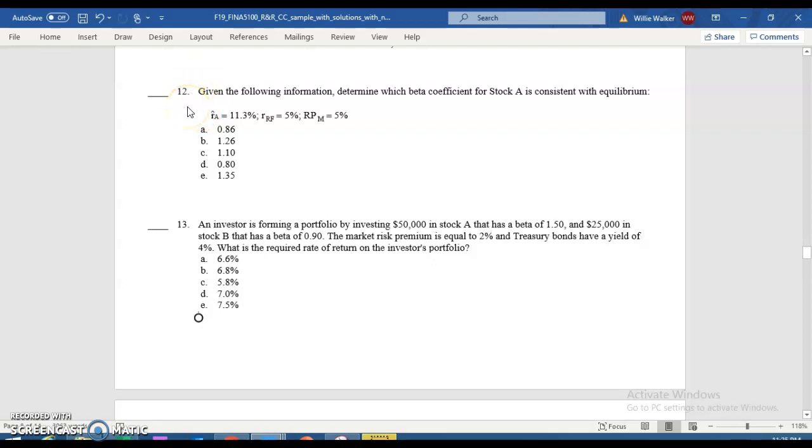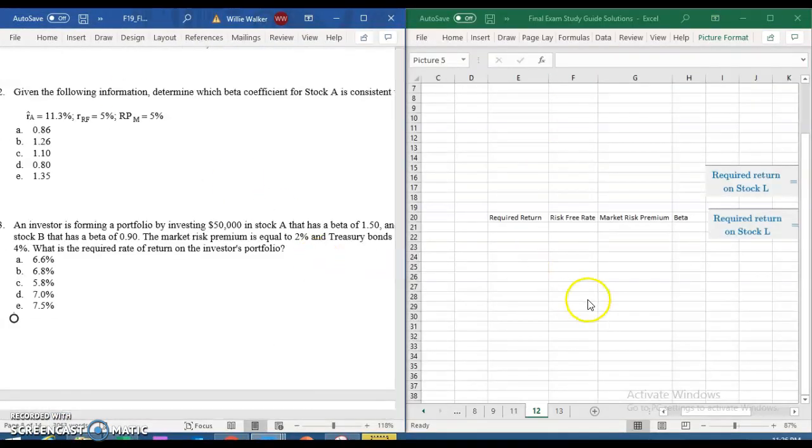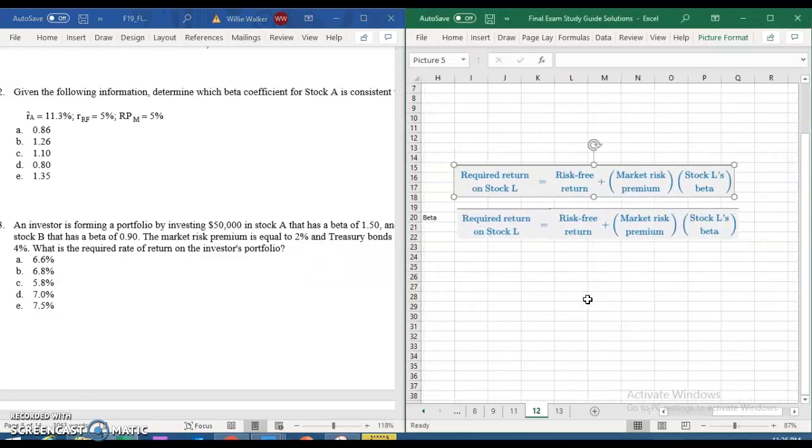Okay, question 12 says, given the following information, determine which beta coefficient for stock A is consistent with equilibrium. So we're trying to find beta at equilibrium, meaning that the left side of the equation is equal to the right side of the equation. Okay, so we can find beta by simply using our formula, which is here, and we can just plug and chug to find our beta.